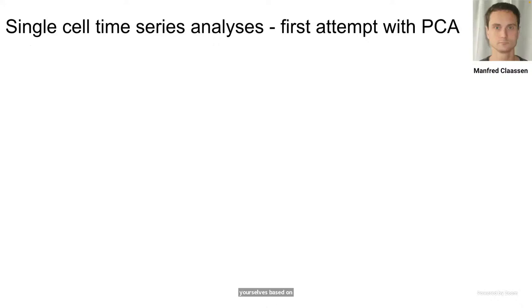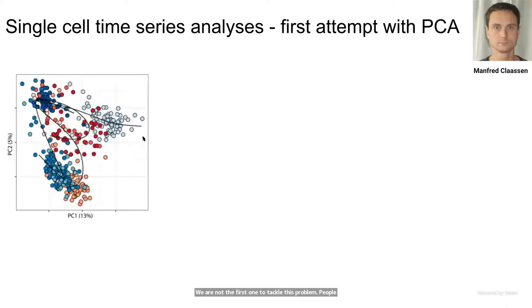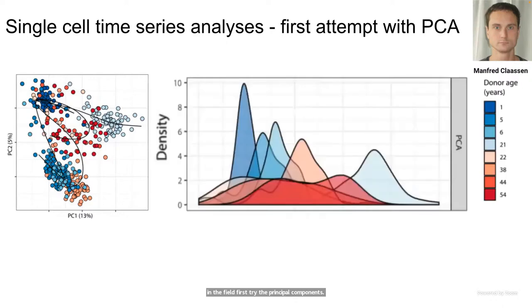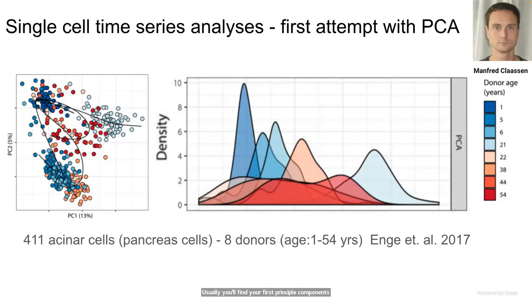We are not the first ones to tackle this problem. People in the field first tried the principal components. Usually you'll find your first principal component roughly correlated with the time label you have. Here in these pancreas cells, there are 8 donors. The age of the donor ranges from 1 to 54. You find the first component roughly correlates, but you also find a lot of the modes kind of overlap with each other.